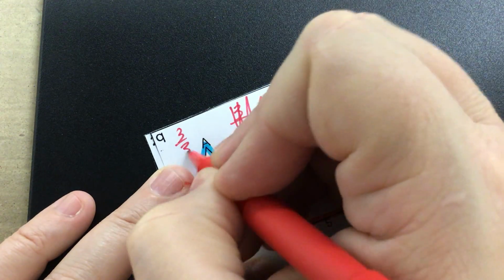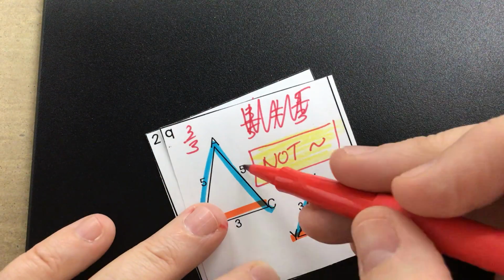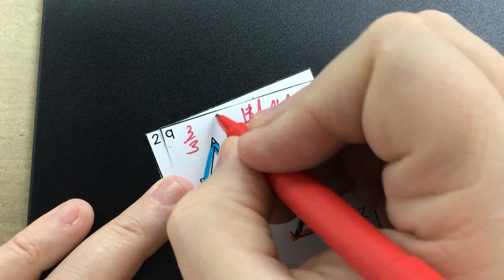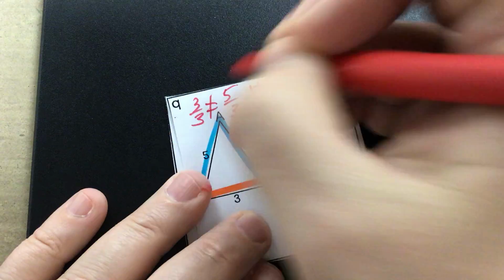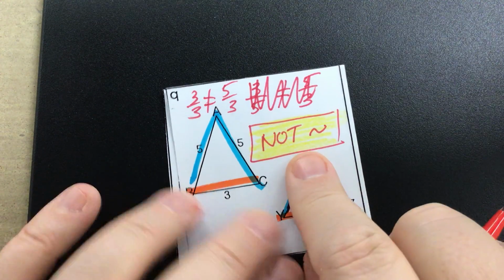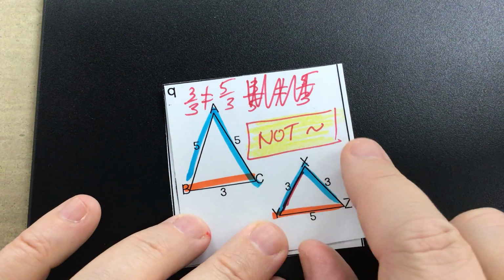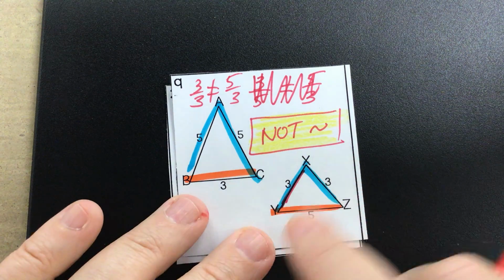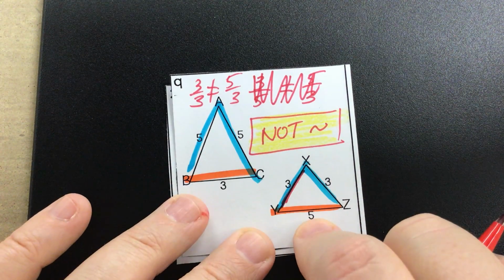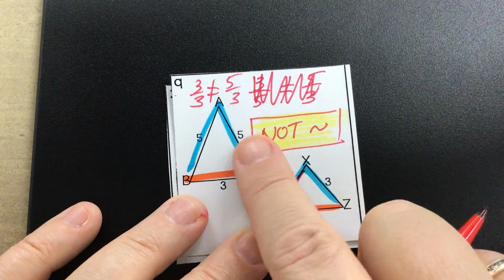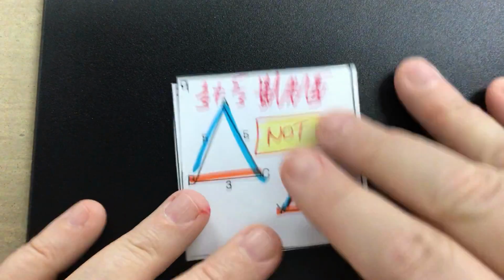So 3 over 3, but then we'd have 5 over 3, and 3 over 3 is not the same as 5 over 3. So that's another reason we can say, no, this one doesn't work. So these are not similar. Okay, notice we have a 3 that matches up. We have a 5 that matches up. But that last side, 5 and 3, can't match up. So that's why they are not similar.